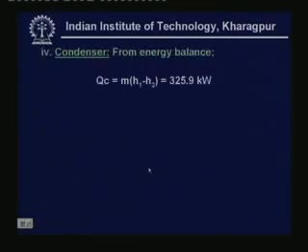Then condenser, as I have already explained, QC is equal to M into H1 minus H2. M is the mass flow rate of the refrigerant known to us. H1 and H2 are enthalpy values which are also known. So, if you substitute these values, you find that heat rejection rate at condenser is equal to 325.9 kilowatt.